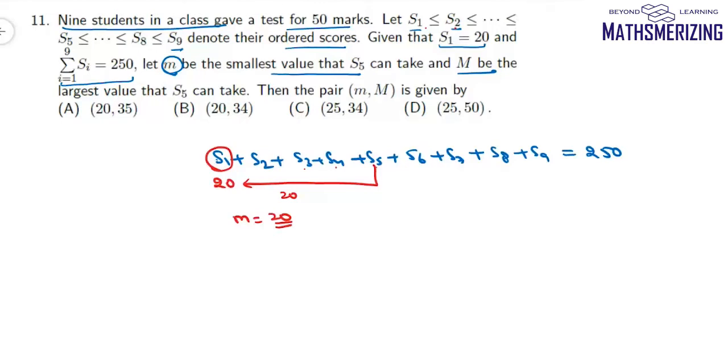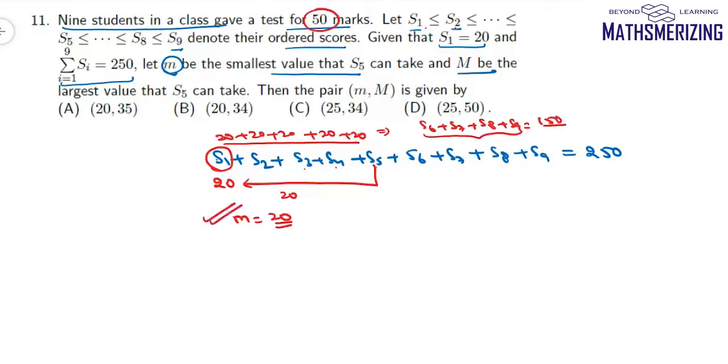Now we need to check if it is possible for S5 to have this value 20. Suppose the value of S5 is 20. In that case, S1 is 20, so this is 20 plus 20 plus 20 plus 20 plus 20, plus S6 plus S7 plus S8 plus S9. So it will simply be 150, and it is possible to have a sum of 4 scores as 150 as the highest marks for the test is 50. So that means S5 can take a minimum value of 20.